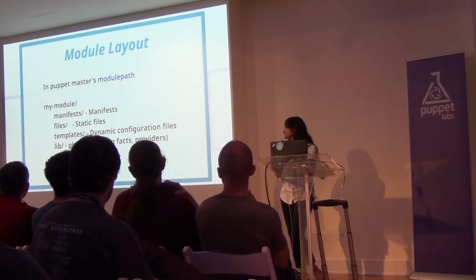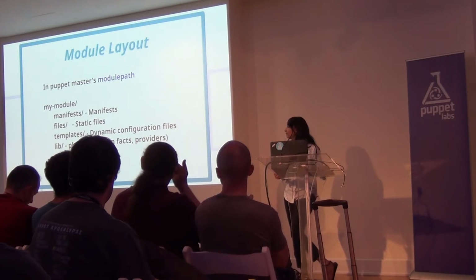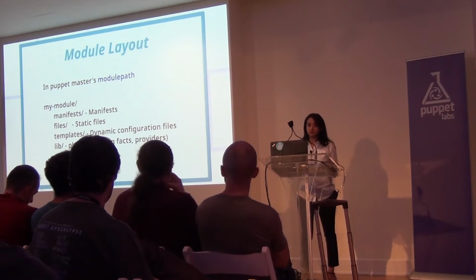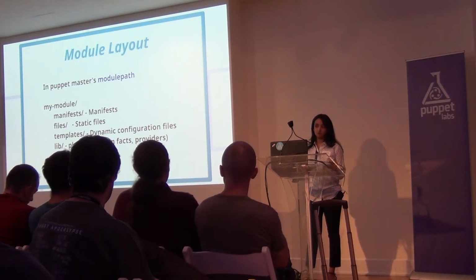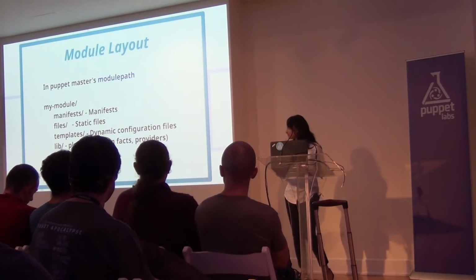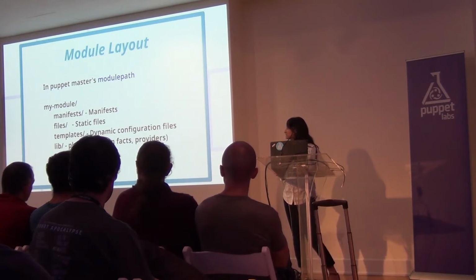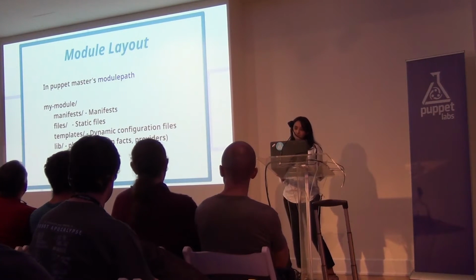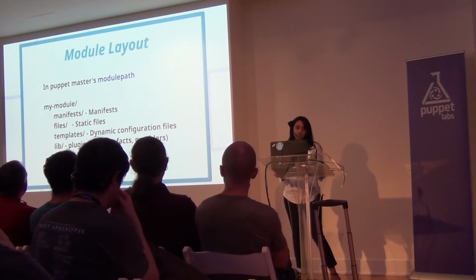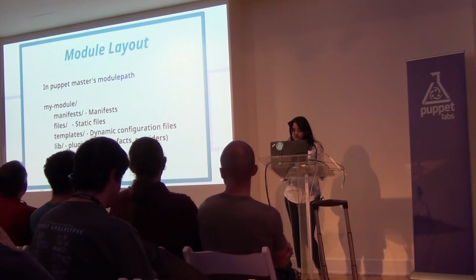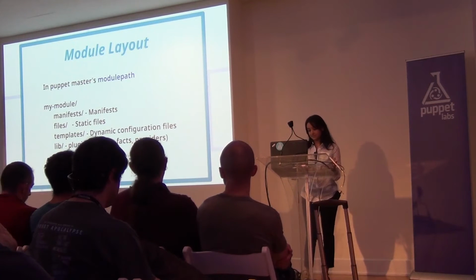The templates directory contains dynamic configuration files. Basically, the variables that you take from the user configure these templates. The lib directory contains plugins, which are your functions, custom facts, providers, things of that sort. And the spec directory contains unit tests.